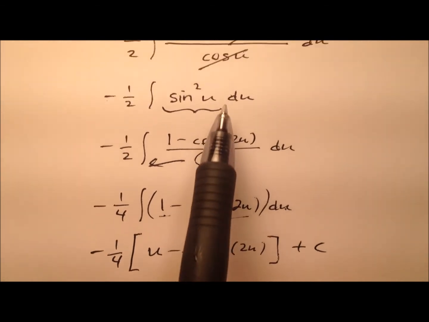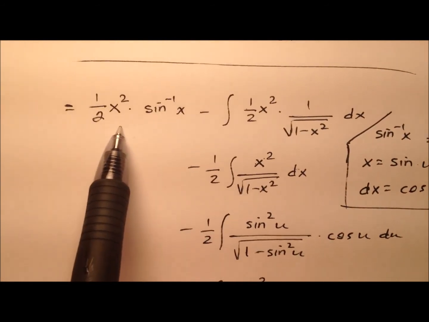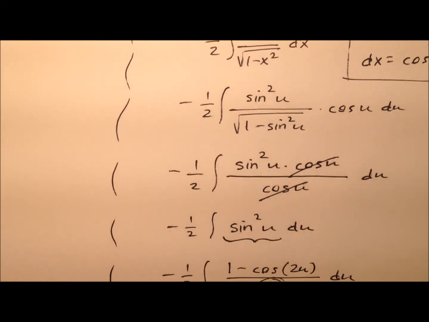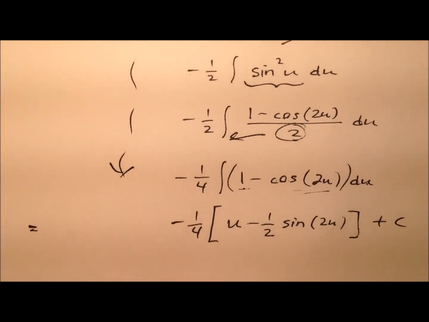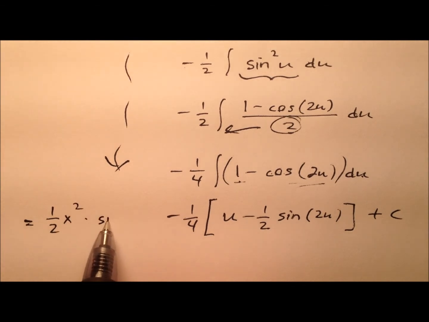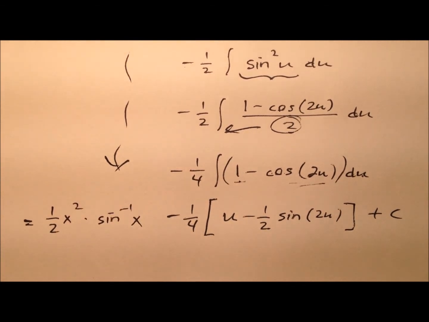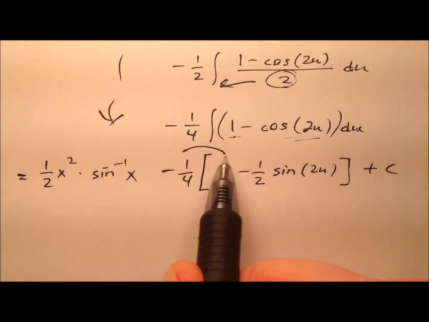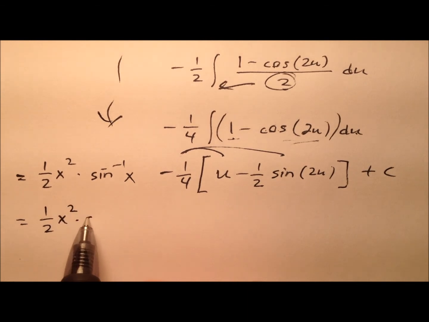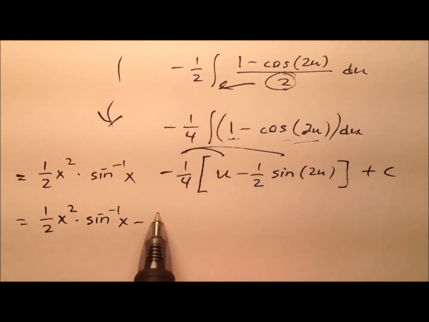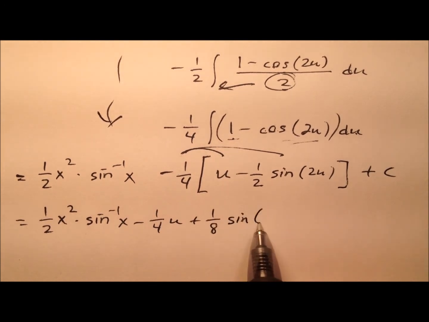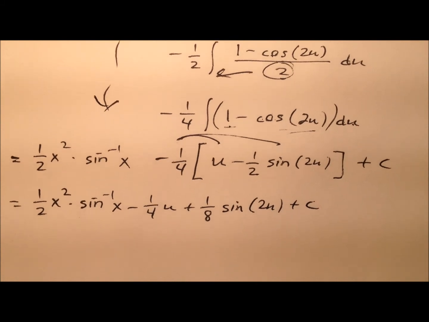Okay, so we've done a lot of work through here, but remember we had this original piece here. So let's go ahead and bring this guy down. And so what he was, let's see, 1/2 x squared times the arcsine of x. Okay, so we can distribute through here, and we'll have 1/2 x squared arcsine of x minus 1/4 u plus 1/8 sine of 2u plus c.